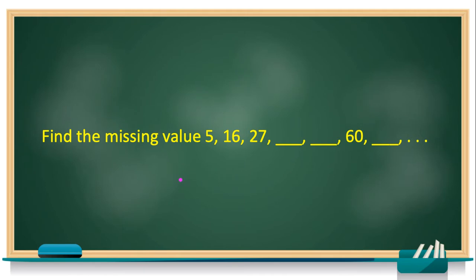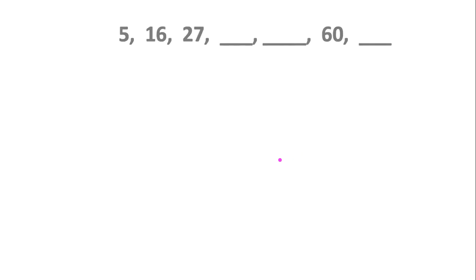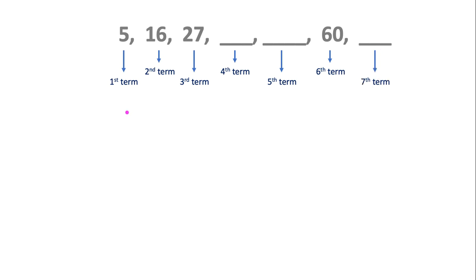Let us take another example. Let us find the missing value of this sequence. Let us first find the unknown terms. Since 5 is the first term, 16 is the second term, 27 is the third term, the next two blanks will be the fourth and the fifth term, 60 is the sixth term, and the last blank is the seventh term. So our unknown terms are the fourth term, fifth term, and the seventh term.